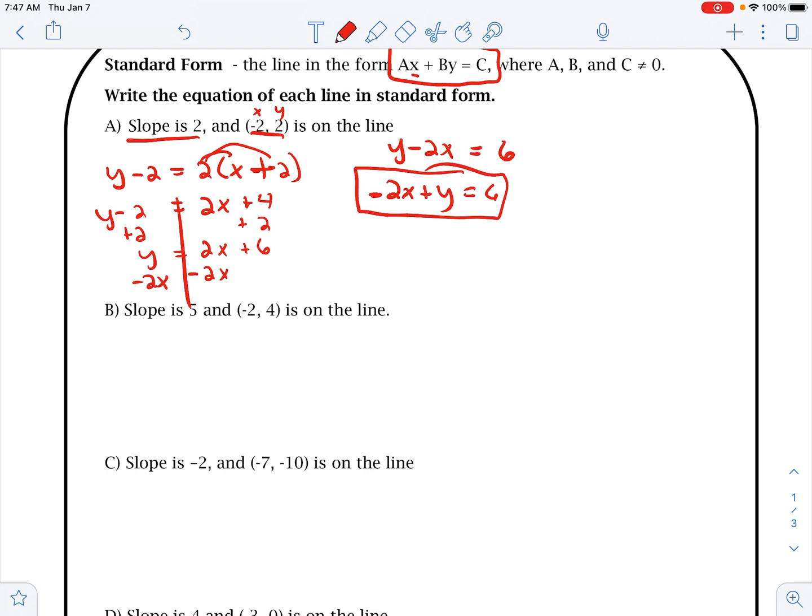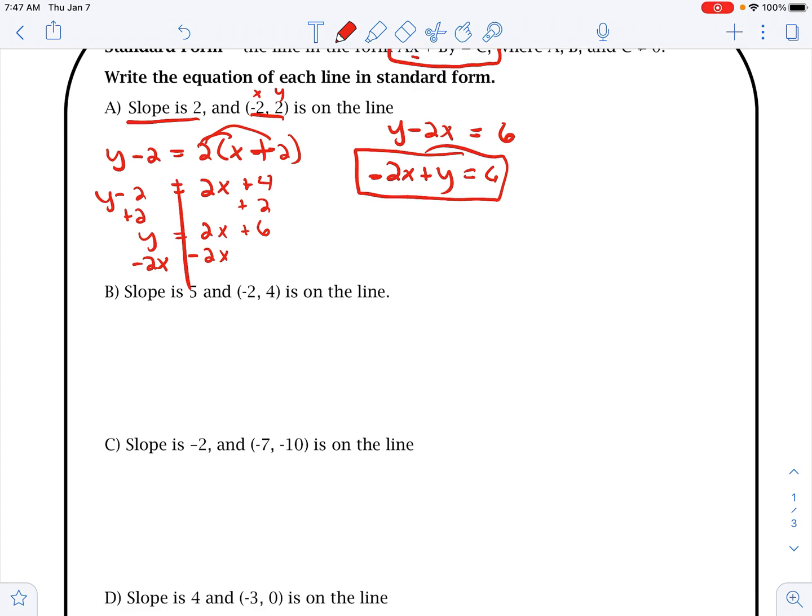We do it again. We have my slope and my point. So again, I'd say y minus my y value of 4. So again, this is my y value. That's my x value. Minus 4 is equal to my slope of 5. X minus, it's a negative 2. So again, that would turn to positive.